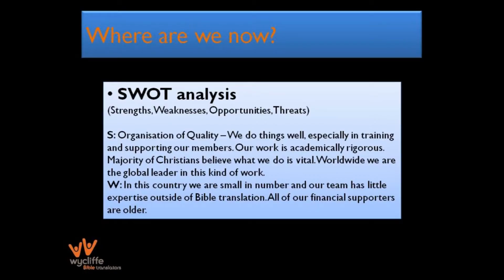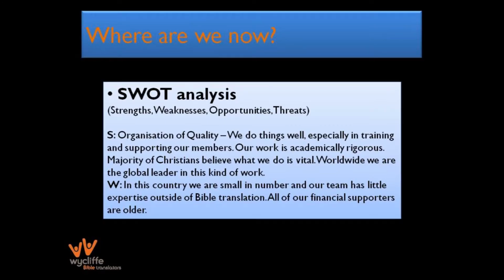But there may be some weaknesses as well. In our country, we may be small in number. Yes, as a worldwide organisation we may be big, but if you look at other mission organisations and then look at us, in the country that we're working in, we may appear to be quite small. And the team of people that we have available to work may have a great deal of expertise in the practices of Bible translation, but when it comes to leading an organisation, and managing people, and managing resources, and fixing IT, then there may be some weaknesses there. There may be some weaknesses in our staff team. And maybe those who are our financial supporters are older. What does that mean for us in the future?